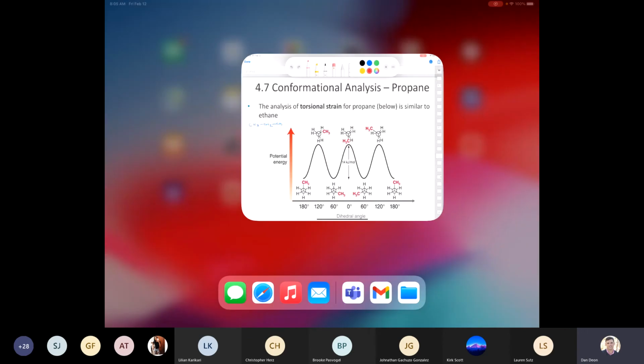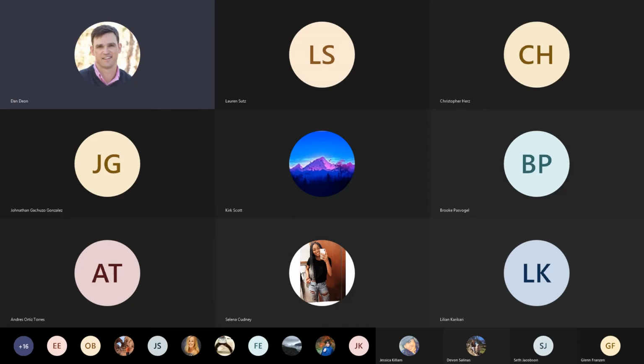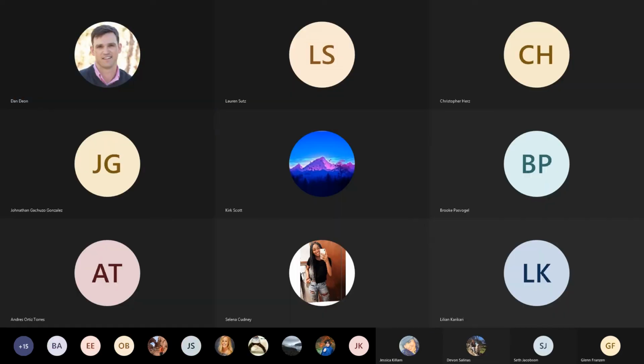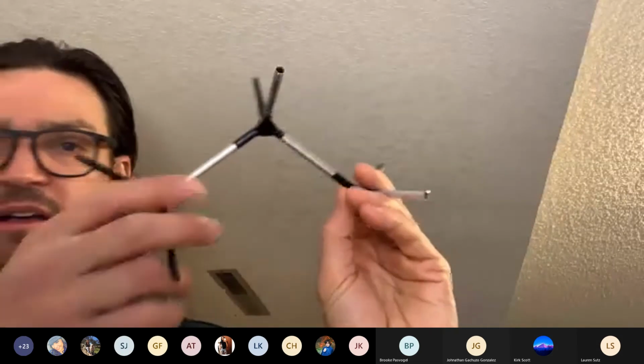Let me show you by having my camera on here what it's going to look like. Can you all see my camera now? Yes. All right, so here's the propane molecule.